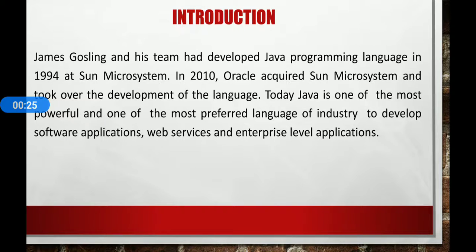James Gosling and his team developed the Java programming language in 1994 at Sun Microsystems. In 2010, Oracle acquired Sun Microsystems and took over the development of the language. Today, Java version 12 is one of the most powerful and most preferred languages of the industry to develop software applications, web services, and enterprise level applications.